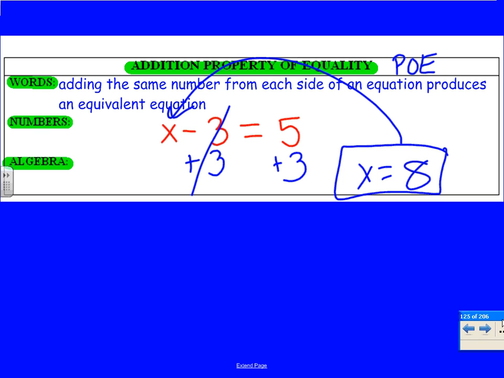Annalise? It's a subtraction sign, which is the same thing as a negative. I'm always going to say that. Nope. Adam? Right. Correct. Yep. Zach? Yep.